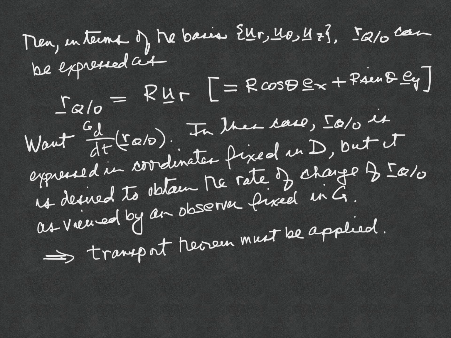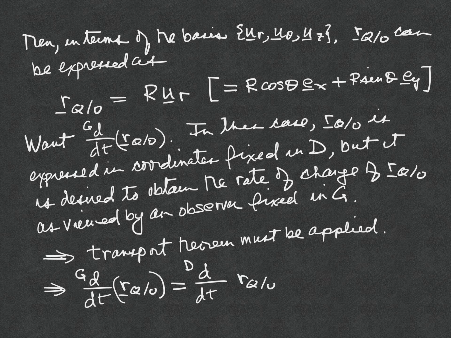So that implies that the rate of change in G of the position of Q relative to O has to equal the rate of change in D of the position of Q relative to O plus the angular velocity of D in G crossed with the position of Q relative to O. That's the transport theorem. Now you notice that in all three slots, the same vector appears. It's the position of Q relative to O because that's the vector whose rate of change we're trying to compute.